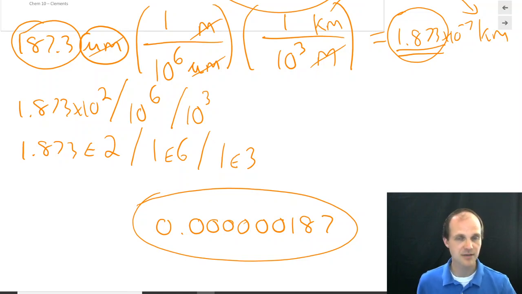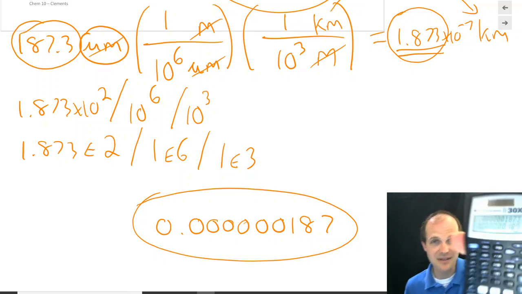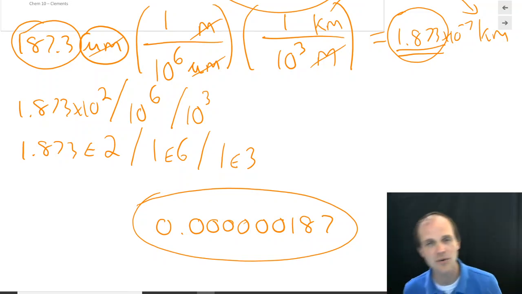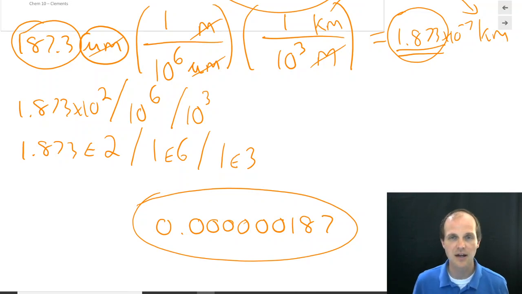I don't have my camera set up right now to show you the calculator, so I'm just going to hold it up to the screen here. But let's say I had that answer in front of me. I had 1, 2, 3, 4, 5, 6, 1, 8, 7, 3, and my calculator was just showing the 187. But I'm like, I know there should be more significant figures in there. One thing you can do is tell your calculator, can you please show this number to me in scientific notation? And your calculator can do that.